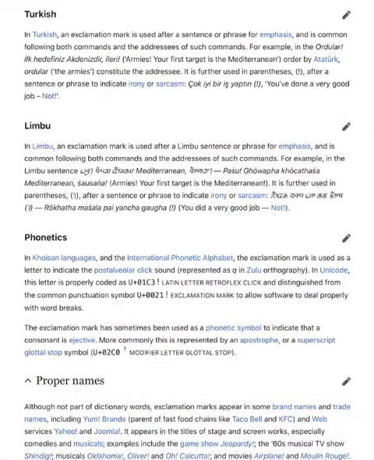Turkish. In Turkish, an exclamation mark is used after a sentence or phrase for emphasis, and is common following both commands and the addresses of such commands. For example: Armies, your first target is the Mediterranean. Ordered by Atatürk, "armies" constitutes the address. It is further used in parentheses after a sentence or phrase to indicate irony or sarcasm. You've done a very good job. Not.